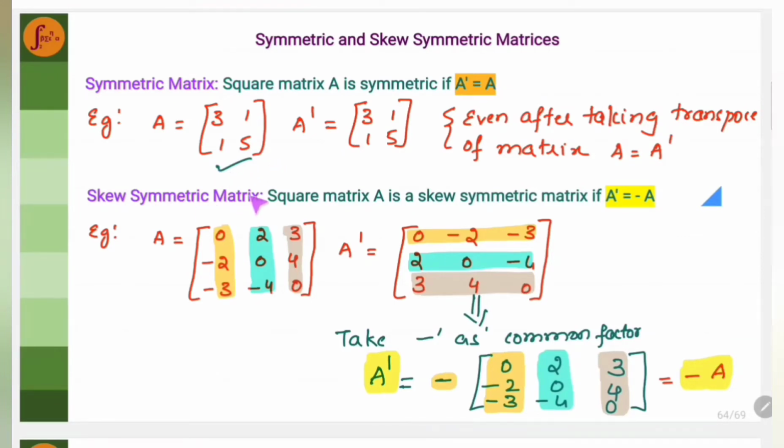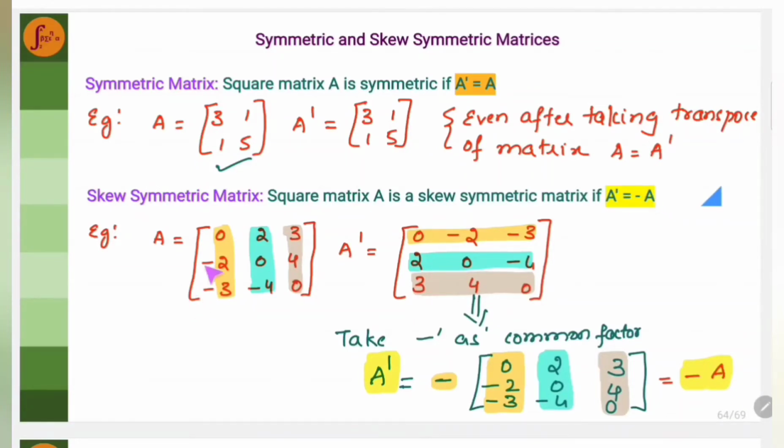Skew symmetric matrix. What is a skew symmetric matrix? Small difference. The difference is here, A transpose is equal to minus of matrix A. In a symmetric matrix, A transpose is equal to A. In a skew symmetric matrix, A transpose is equal to minus of matrix A.